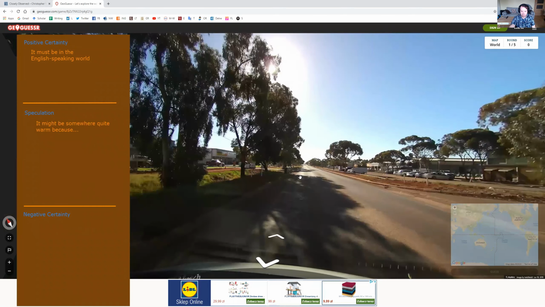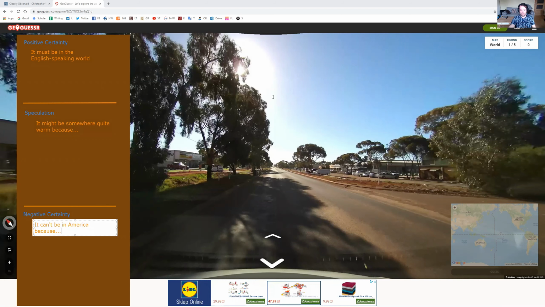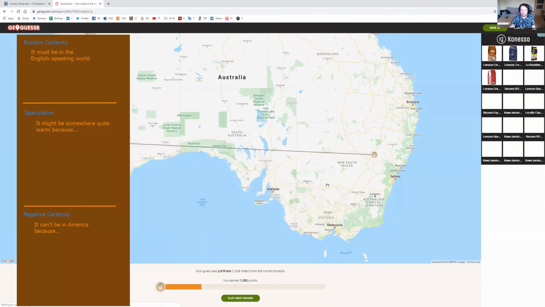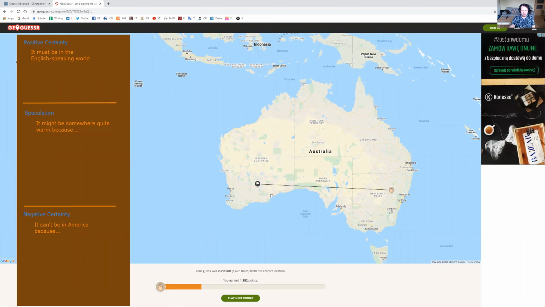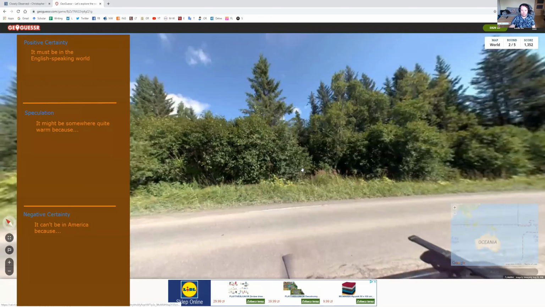Let's have a look. We've got some pickup trucks here. Well, I said it must be in the English-speaking world. Can it be in America? No, it can't be in America, because, like I said, they're driving on the left-hand side of the road, and that wouldn't make sense. So let's stick this somewhere in Australia, maybe not right in the middle. And oh, that was not a terrible guess. We didn't get a lot of points for it, but well, we did pretty well. So yeah, we thought it might be somewhere quite warm because of this. Yeah, okay.